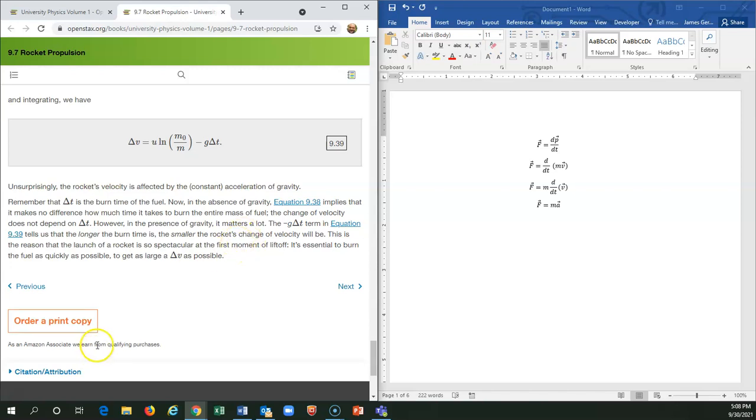All right, and that's our overview. Hopefully that helps, and we'll get on to the problems.